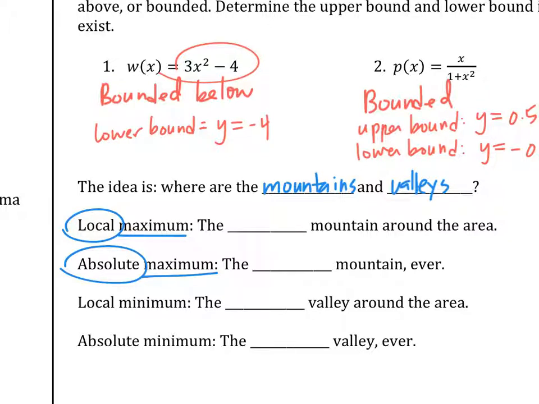Local means the tallest mountain around the area. Absolute means the tallest mountain ever. For example, what is the tallest mountain around here? I say Mount Baldy. Do you guys know where Mount Baldy is? No. Okay. Anyways, it's the tallest mountain around this area. Is it the tallest mountain ever? No. What's the tallest mountain ever?